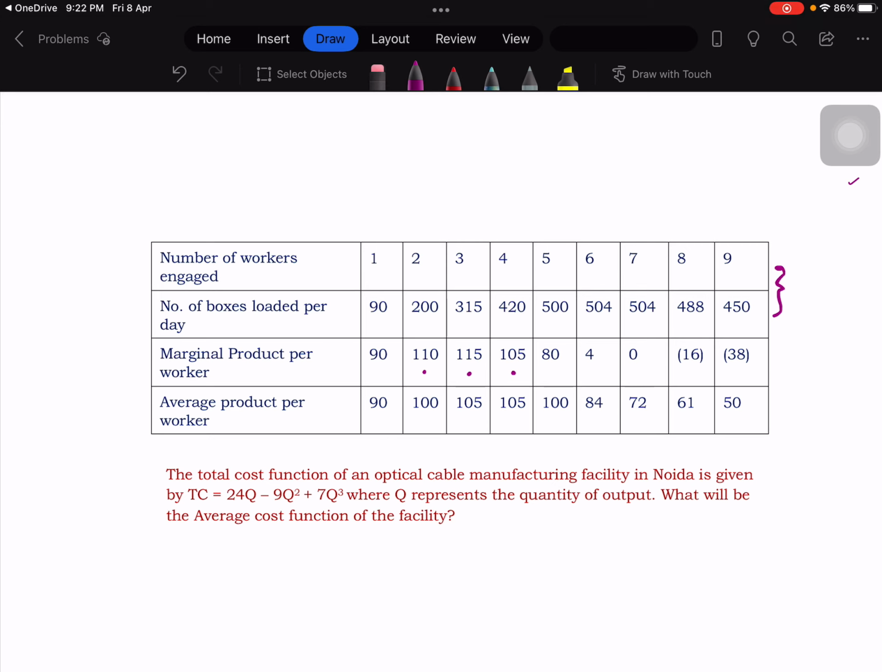Average is nothing but dividing the number of boxes loaded, or the produce, by the number of inputs engaged. For example, 500 boxes are loaded by 5 people. If you divide 500 by 5, you get 100. That is the average. Same is the case with 200 divided by 2, it came to 100. So that is the average productivity. That is how marginal productivity and average productivity of a worker are found out.